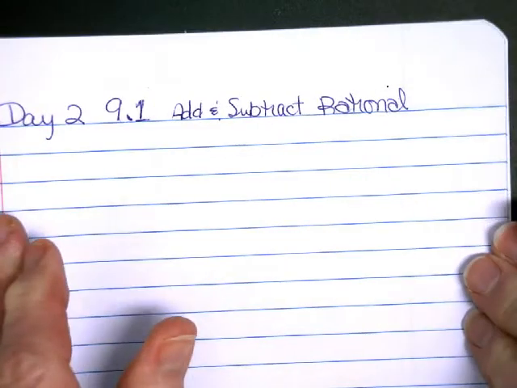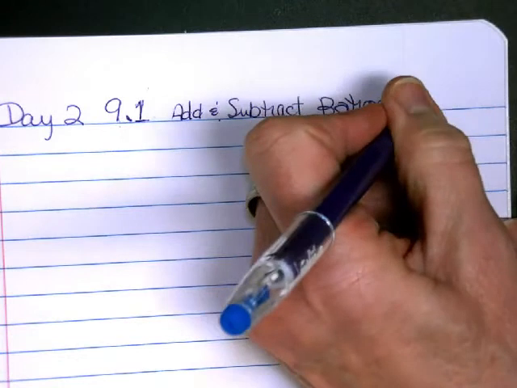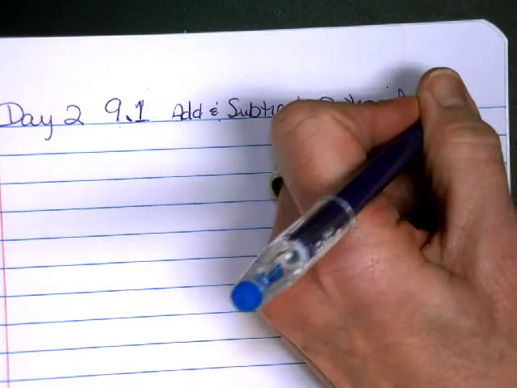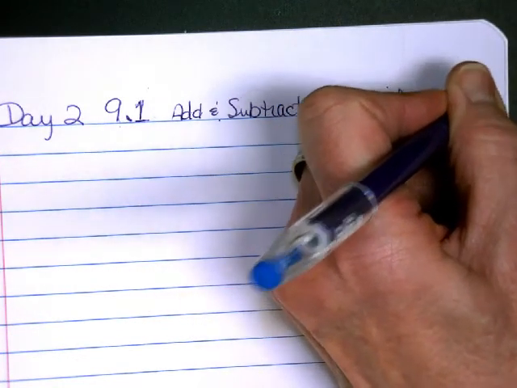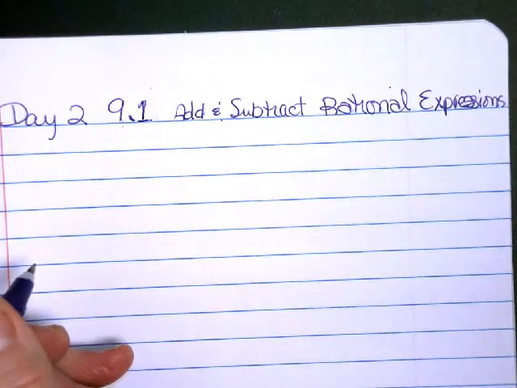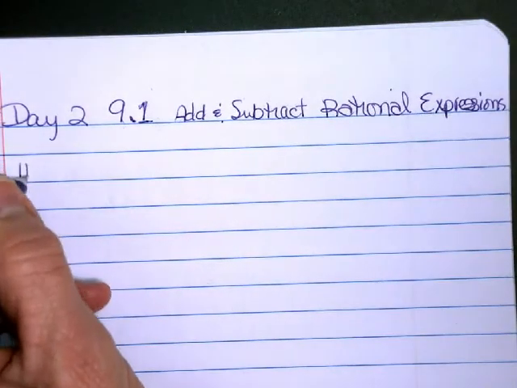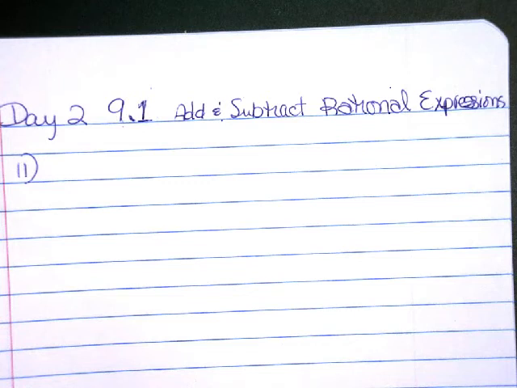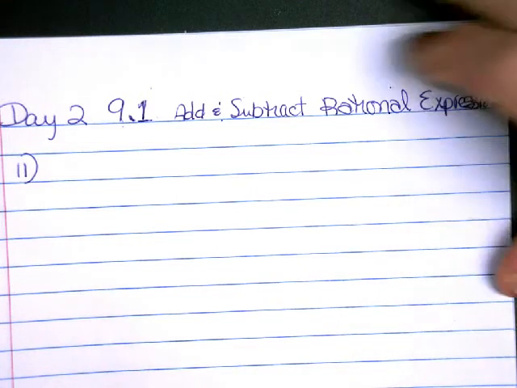Because when you add and subtract rational expressions, you need like denominators. And that is what we're working on right now. Number 11 was a good example of what happens when your denominators have some characteristics that we haven't faced yet.